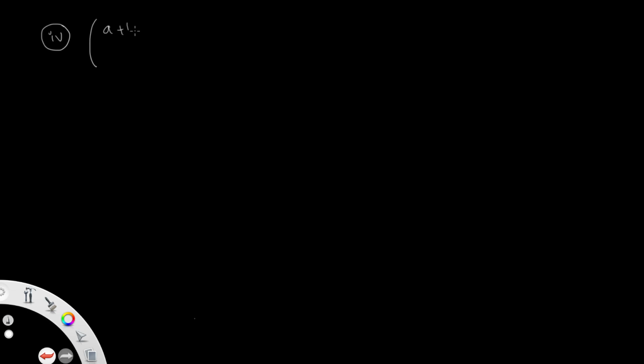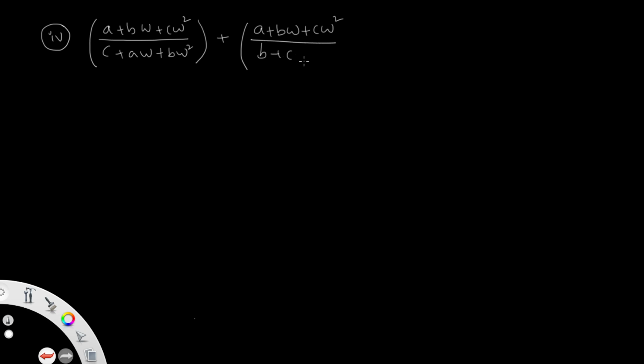(a plus b omega plus c omega square) divided by (c plus a omega plus b omega square), plus (a plus b omega plus c omega square) divided by (b plus c omega plus a omega square). So what is the value for this question?